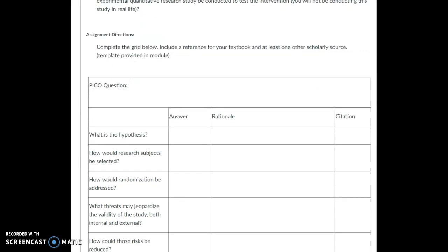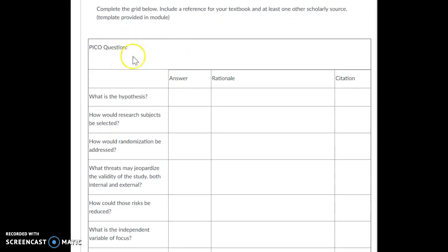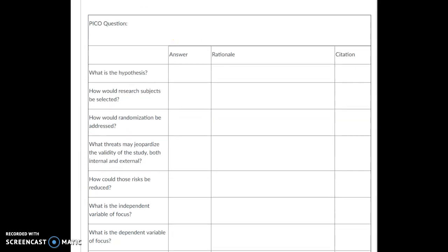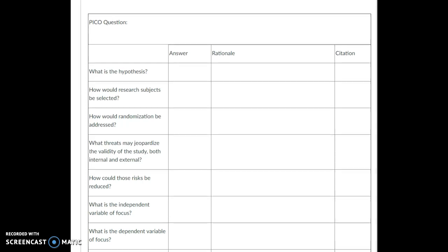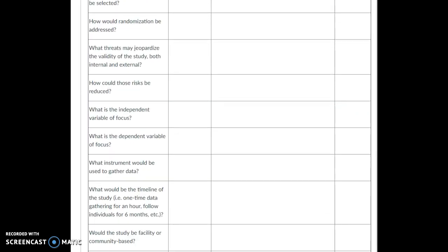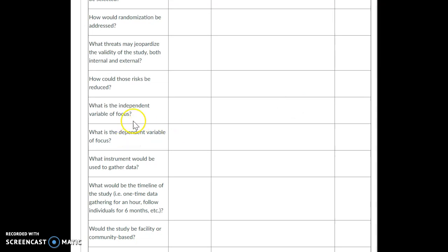And so what you're going to do is you're going to start off with your most recent version of your PICO question. Sometimes this morphs from your first version on. So the most recent version of the PICO question needs to be at the top. And then you need to provide what would your hypothesis be, and how would you get subjects, how would you address randomization, what threats could there be to the study, internal and external, how could those risks be reduced, what's the independent variable and the dependent variable. It's important to know the difference between those two very clearly.